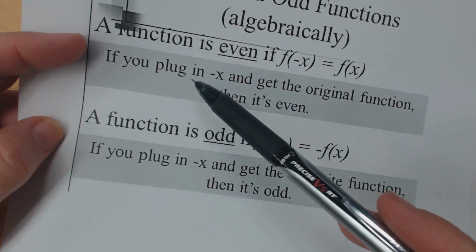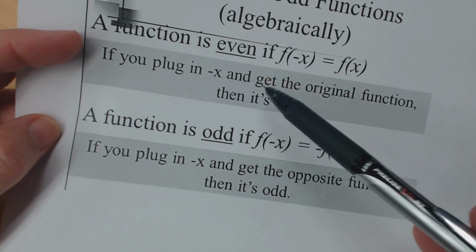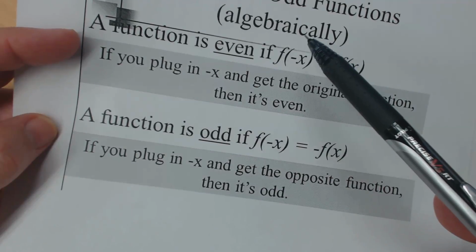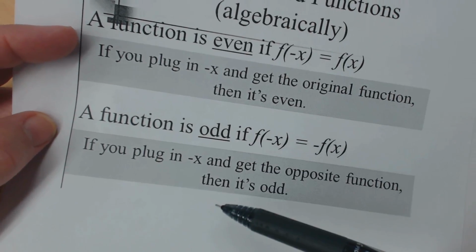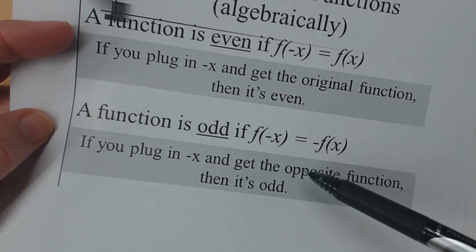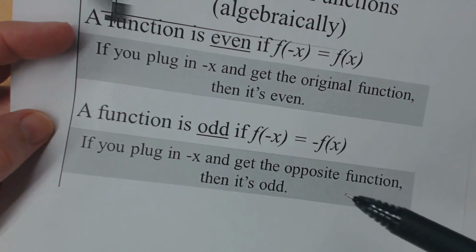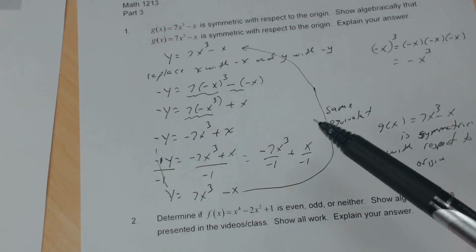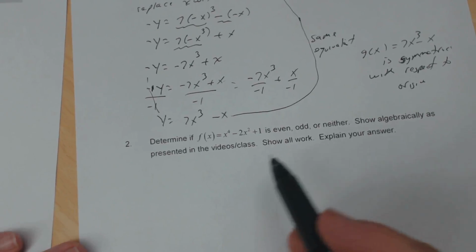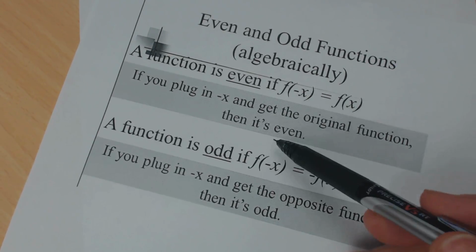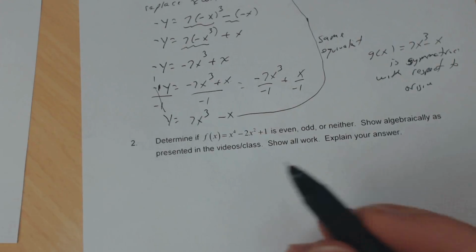If you plug in negative x and you get the original function back, then it's even. So what you end up with is identical to the original, it's an even function. If what you end up with, every term is the opposite of the original, then it's an odd function. And if there's no relationship, then you say neither. So here you want to determine if it's even, odd, or neither. Regardless of what you do, remember in both cases you have to replace x with negative x.